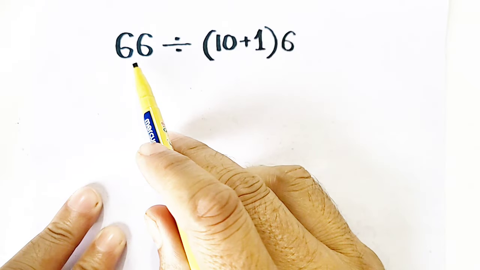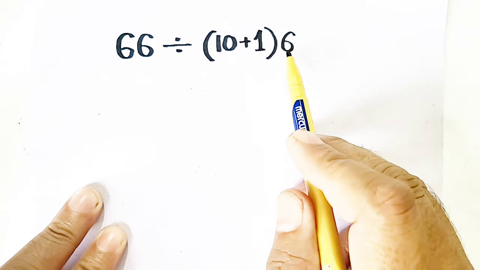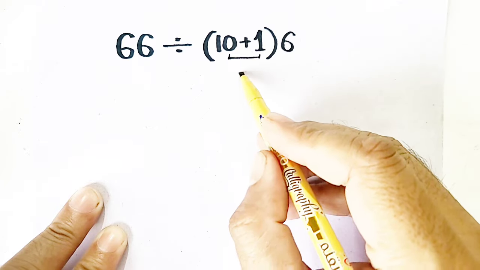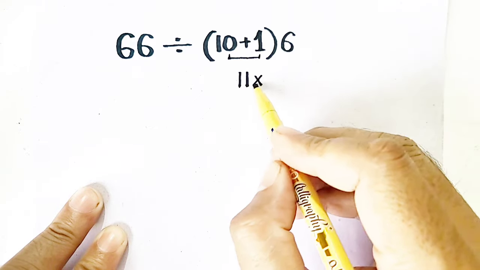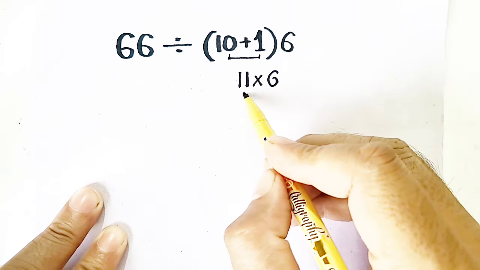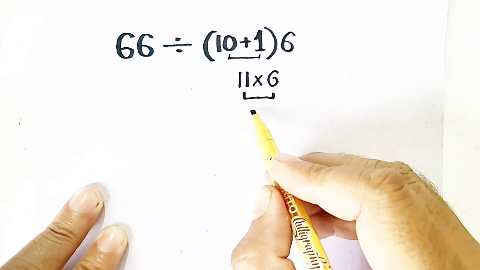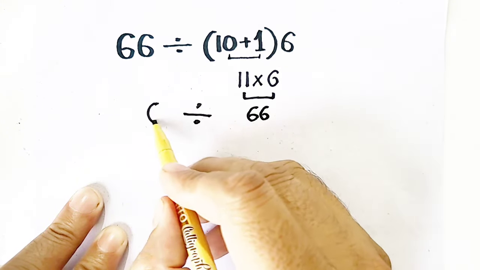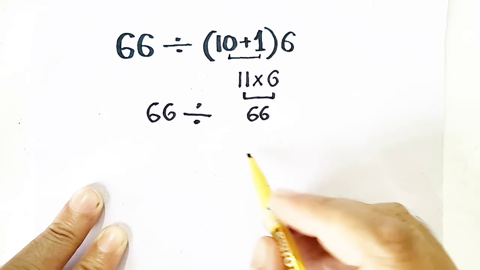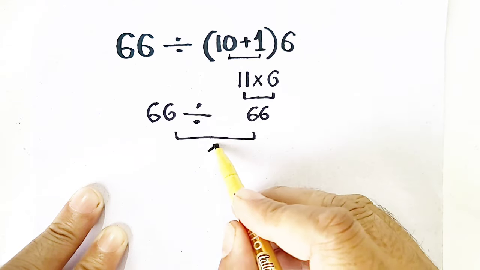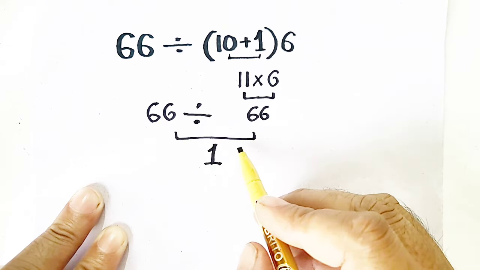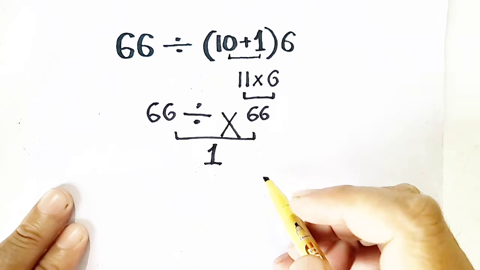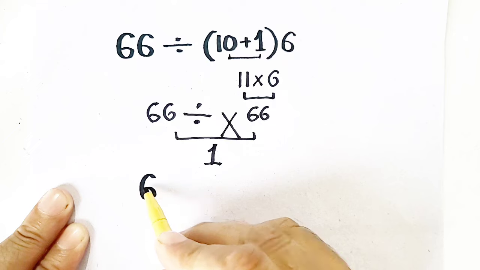Respectable audience, 66 divided by 10 plus 1 times 6. 10 plus 1 is equal to 11, times 6. 11 times 6 is equal to 66, and 66 divided by 66, the answer will be equal to 1. But remember that it is not correct, so I have to solve it again.